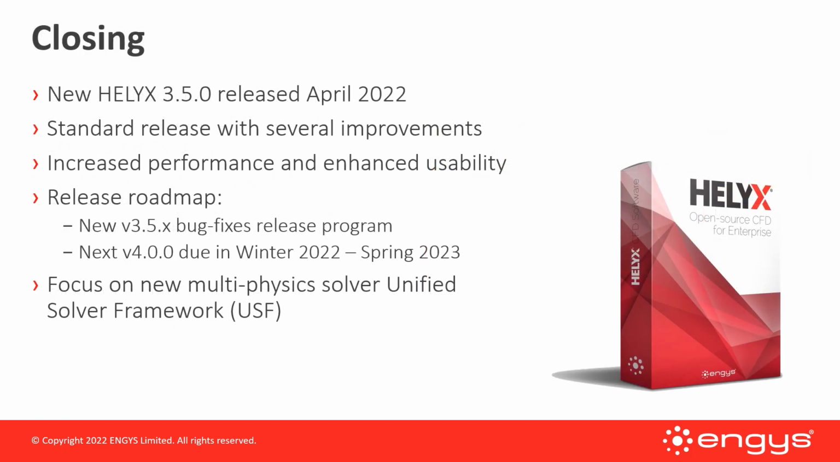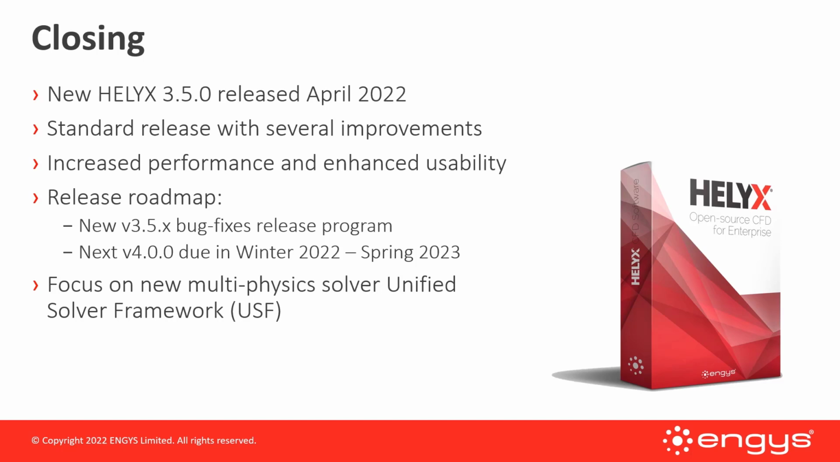To conclude my presentation, today we introduced the new features and enhancements available in HELYX v3.5, which was released in April 2022. This is a standard release with several improvements made available for the various software components to provide increased performance and enhanced usability. In terms of release roadmap, the next major version is v4.0, which is due for release between winter 2022 and spring 2023.